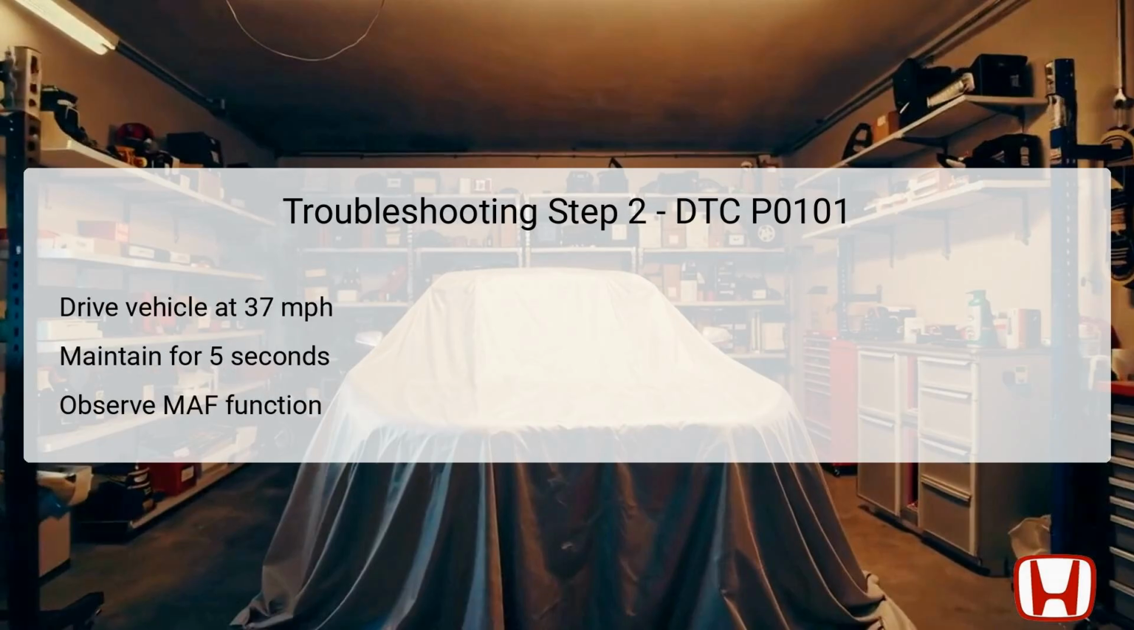In the second troubleshooting step for DTC P0101, the next directive is to drive the vehicle at a consistent speed of 37 miles per hour for at least 5 seconds. Maintaining this velocity allows for an assessment of the MAF sensor's responsiveness under driving conditions, simulating real-world operations of the vehicle.